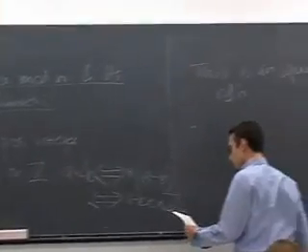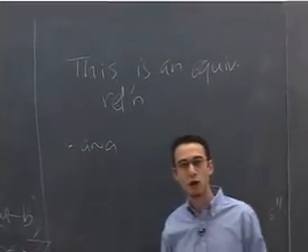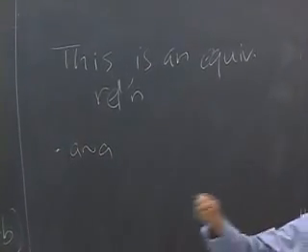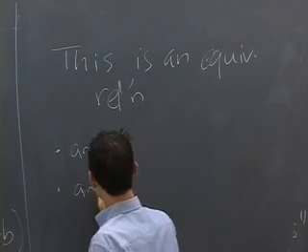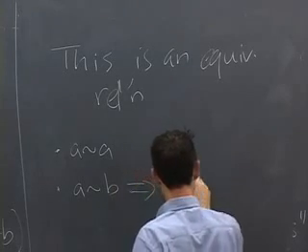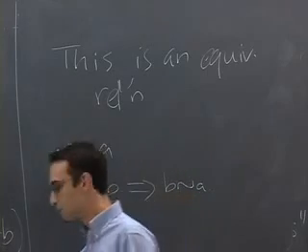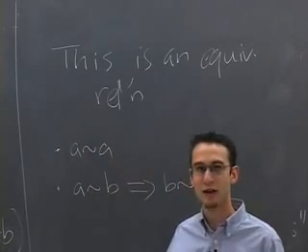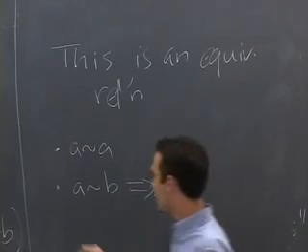Why? Well, first of all, it's certainly reflexive. That just follows from the fact that a minus a is 0, which is certainly a multiple of n. If a is related to b, then certainly b is related to a, because what does this mean? Well, a minus b is a multiple of n, but then b minus a is certainly also a multiple of n, so b is related to a.